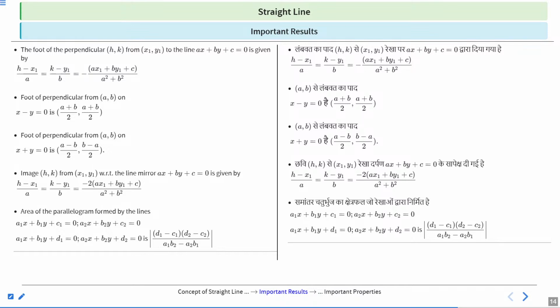Therefore, the area of the parallelogram can be calculated as the absolute value of (d1 minus c1) into (d2 minus c2) upon (a1 b2 minus a2 b1), right? a1 b2 minus a2 b1. Got it? So you can easily calculate the area of the parallelogram, right? Next.